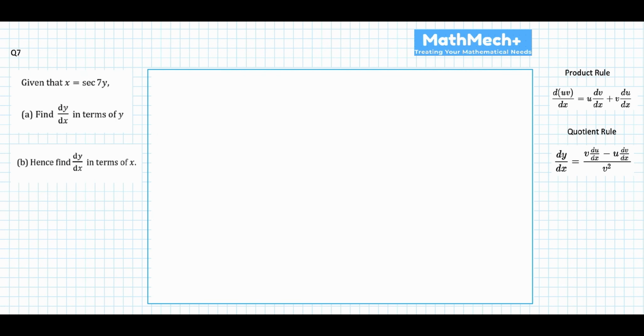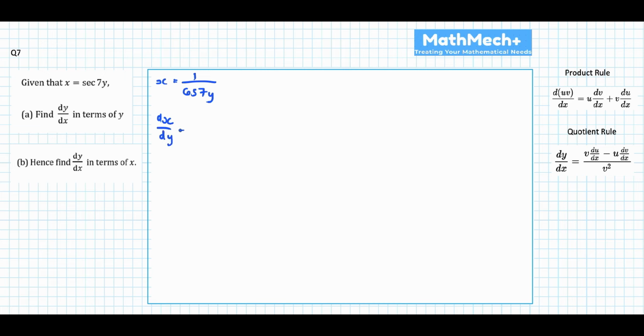In this question, we have a function x equals sec, or secant, 7y, which is a little bit different to your usual convention. You're probably used to looking at dy over dx, so we're going to have to do a little bit of manipulation here. We're going to have to find dy over dx in terms of y, and in the second part in terms of x. So there may be product rule, quotient rule. I have them there. You might also need to know that secant, or sec, is 1 over cosine. So 1 over cosine 7y is equal to x.